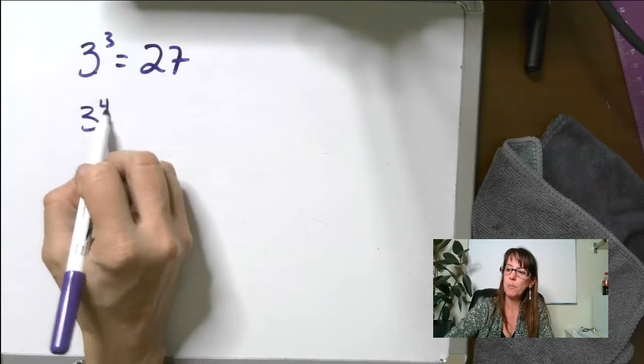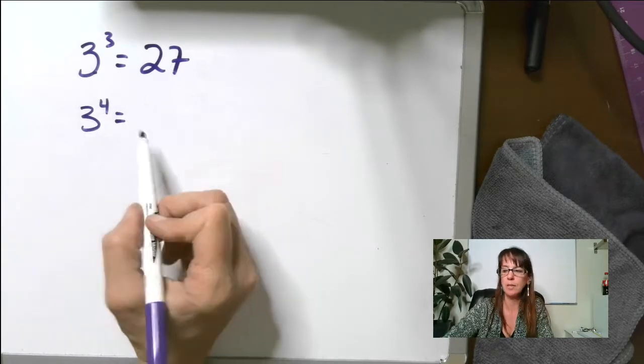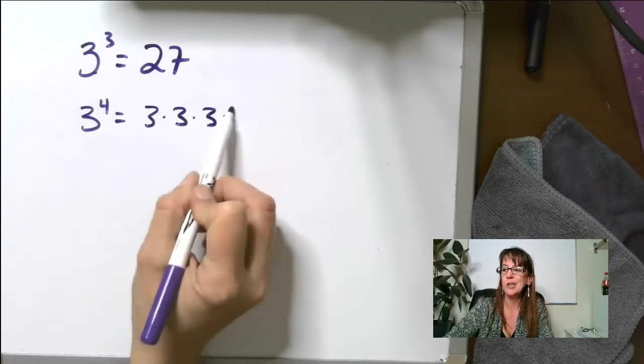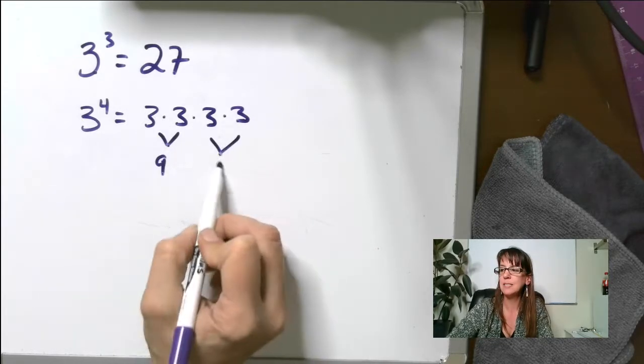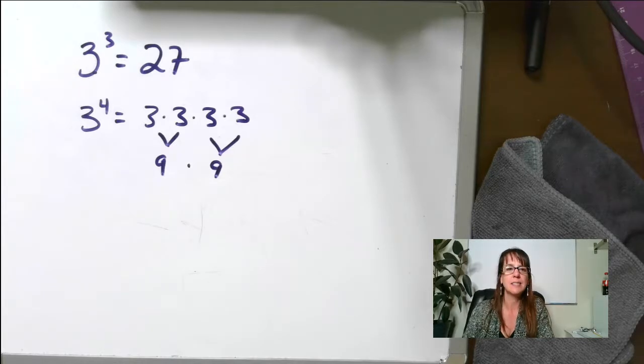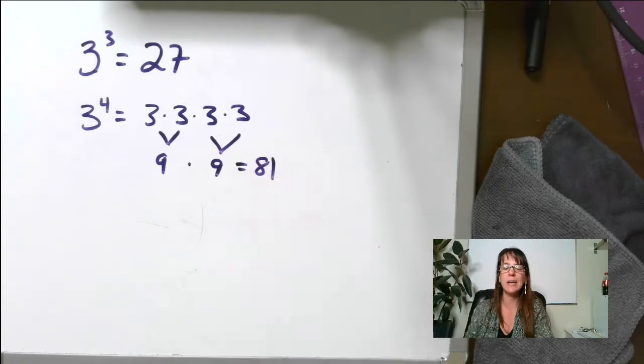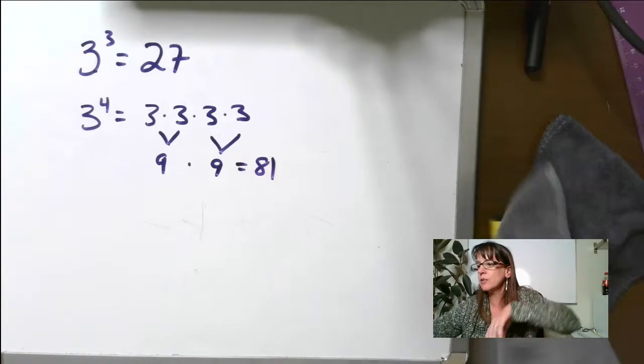3 to the 4th power, which we just talked about, is 3 times 3. We'll do it 4 times. Show you how you can break this down so you can do some side work, right? This times this is 9. This times this is 9. That is 81. 81.